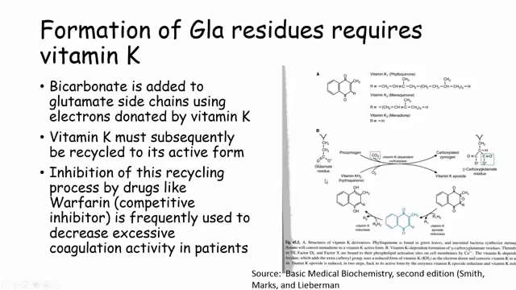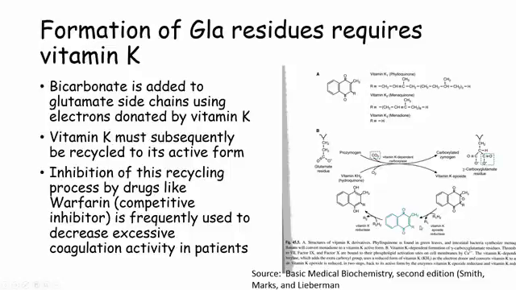So let's talk about that process next. The formation of these gamma-carboxyglutamates, which are abbreviated GLA, requires another molecule called vitamin K. And in the reaction, carbon dioxide, or actually probably bicarbonate, is added by way of an enzyme that requires, among other things, vitamin K. And vitamin K, the quinone, in its reduced form, provides reducing equivalents to allow the addition of the bicarbonate to form a carboxyl group on the glutamate residue.